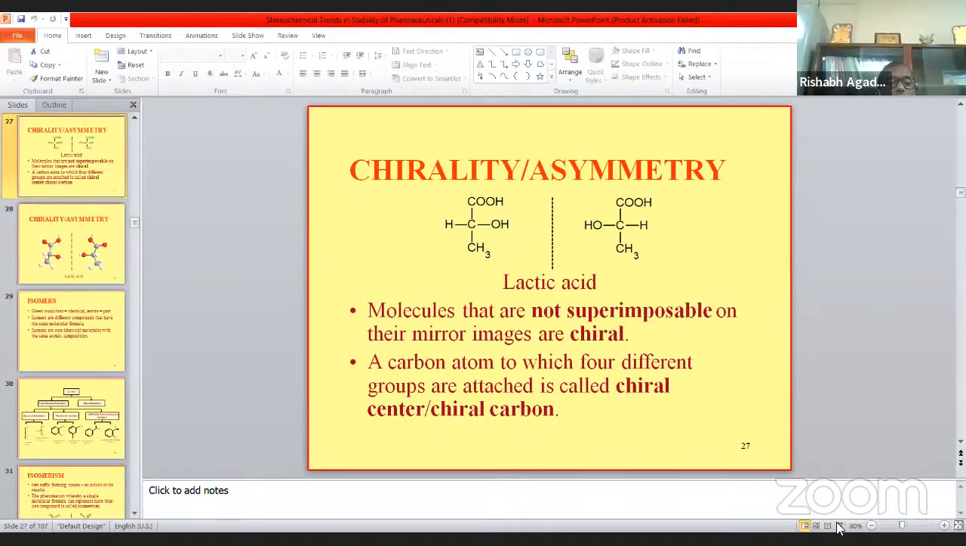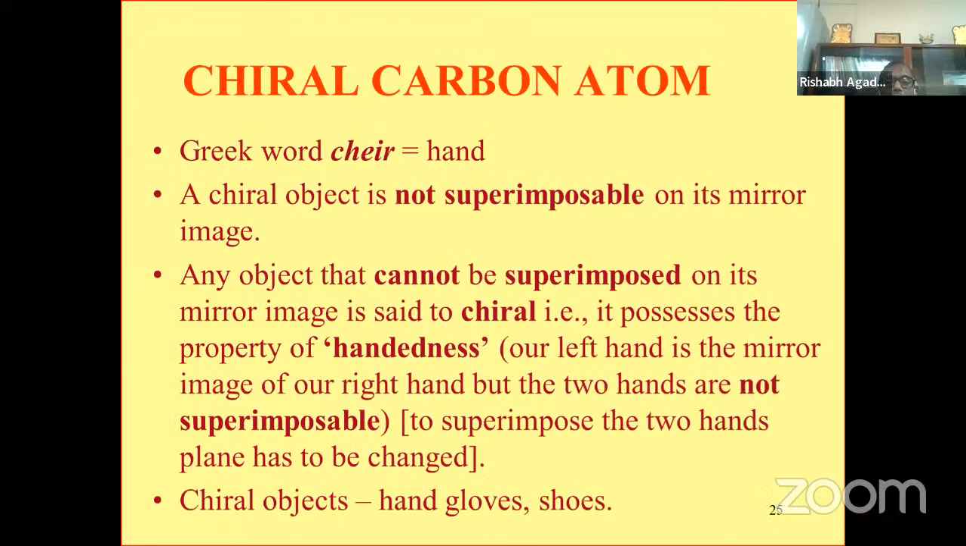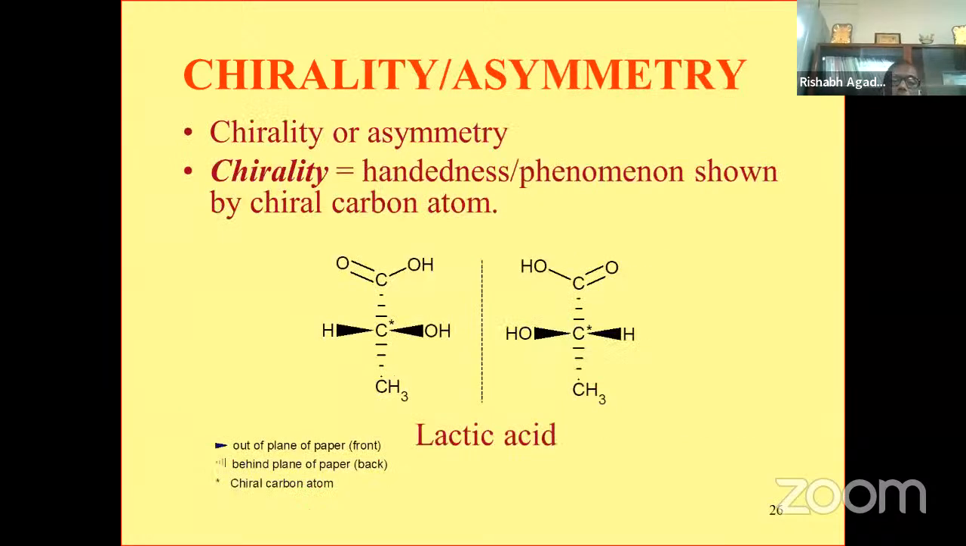Now again, I will come to my screen sharing of the slides. We are at the chiral carbon atom, so I hope you have got it clear. We can have examples of chiral objects such as hands, gloves, shoes and many other things. From the chiral carbon atom, the phenomenon that comes is chirality or asymmetry. Chirality is the handedness phenomenon shown by a chiral carbon atom. A very good example is lactic acid.